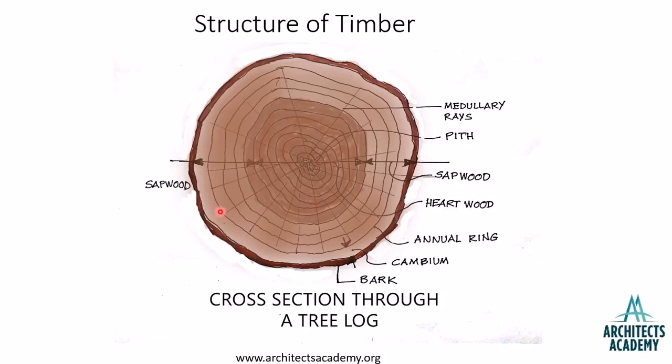After the cambium you will see that there are many rings, and these rings are called the annual rings. As the tree grows outward, every year the tree develops a ring around a previous ring. Therefore, it is called an annual ring. Many times, by just counting the number of annual rings, you can understand the age of the tree.